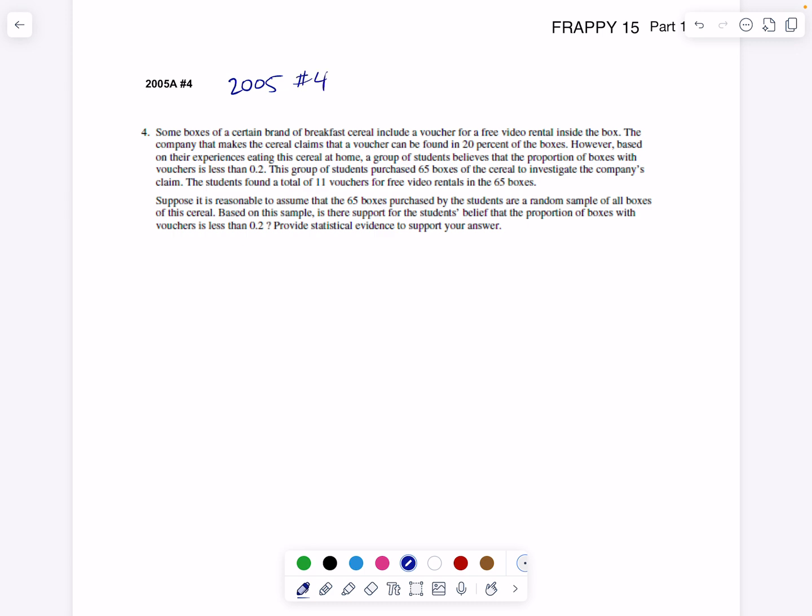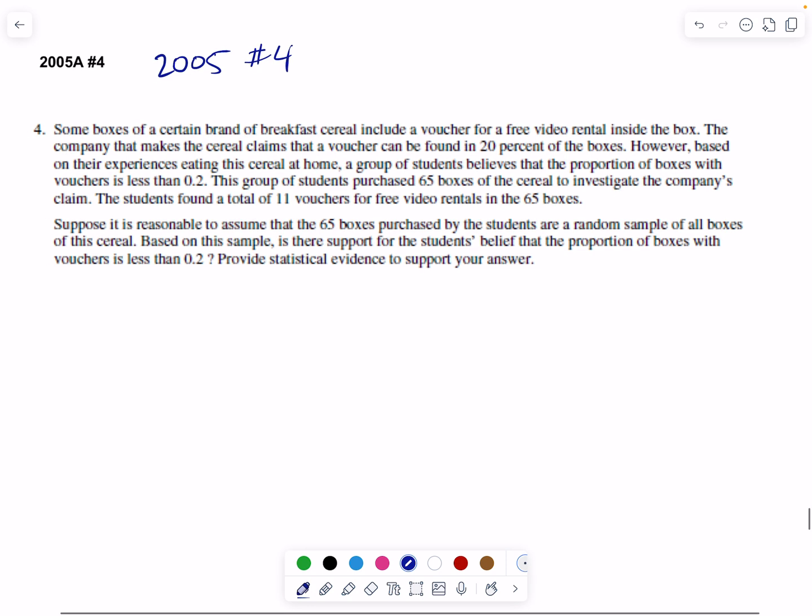It says some boxes of a certain brand of cereal include a voucher for a free video rental inside. The company that makes the cereal claims that the voucher is found in 20% of the boxes. However, based on their experience eating this cereal at home, a group of students believes the proportion of boxes is less than 20%. So this is what we believe to be true. This is the historical claim, which I'm going to be using in my H0. This is what I'm going to be using in my HA, because of my alternative hypothesis. That's what I'm trying to show.